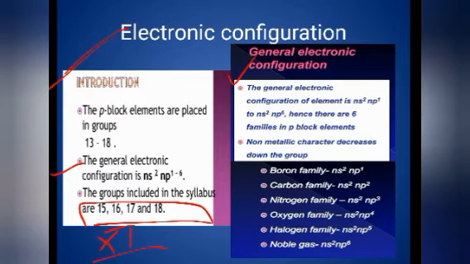So the general electronic configuration is ns2 np1 to 6. Hence there are 6 families in P block elements. Non-metallic character decreases down the group. The boron family is the 13th group, carbon is the 14th group, nitrogen is the 15th group, oxygen is the 16th group, halogen is the 17th, and noble gases are the 18th group.